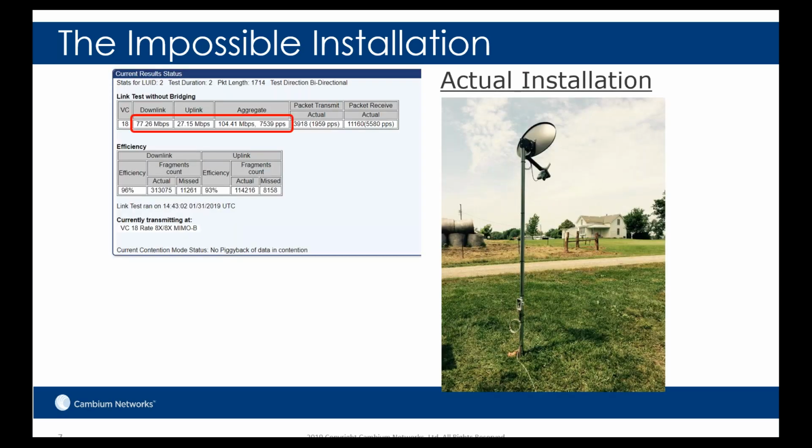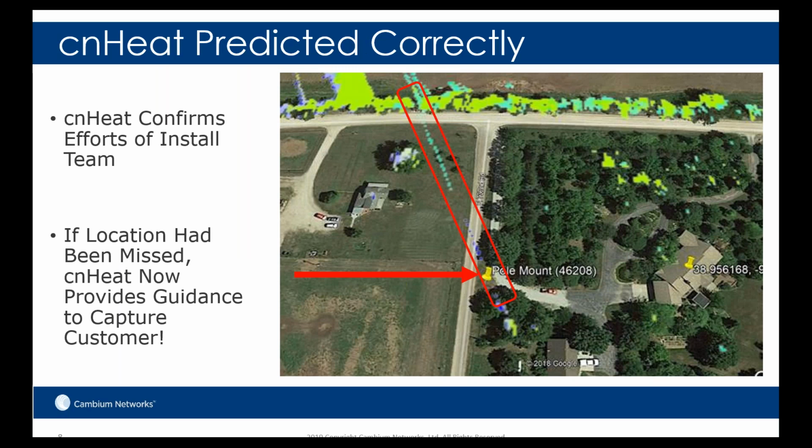And they said, see, look at this next picture. Here's our installation, and we're getting this actual throughput. And then a short time later, as we were looking this up to see what had potentially gone wrong, they called us and we both came to the same conclusion at the same time. Oh yeah, here's the actual pole mount. We looked it up. It's at the front driveway. And if we look at cnHeat, it predicted the only place that the installer went and could get service.